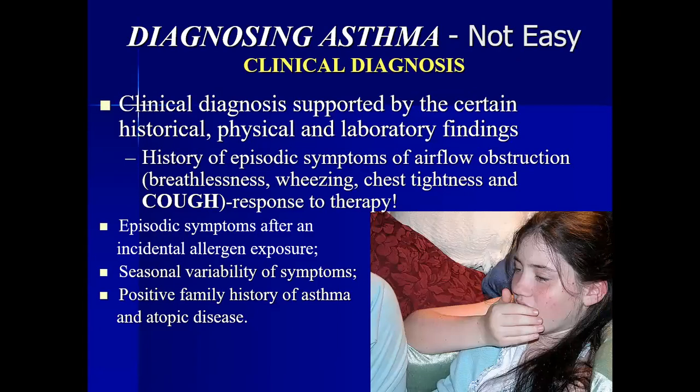Diagnosis of asthma. The diagnosis is clinical, supported by certain historical, physical, and laboratory findings. A history of episodic symptoms of airflow obstruction, breathlessness, wheezing, chest tightness, and cough must be present. Response to therapy, we may think about asthma. Episodic symptoms after an incidental allergen exposure, seasonal variability of symptoms, positive family history of asthma and atopic disease.